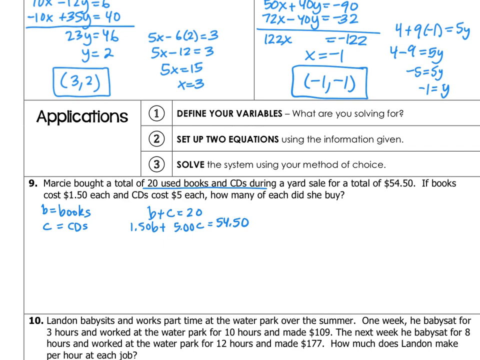Okay, so let's see. I am going to multiply this top equation by negative 1.5 so I can get the b's to cancel. So negative 1.5b minus 1.5c equal to negative 30. I'm going to bring the bottom equation over.